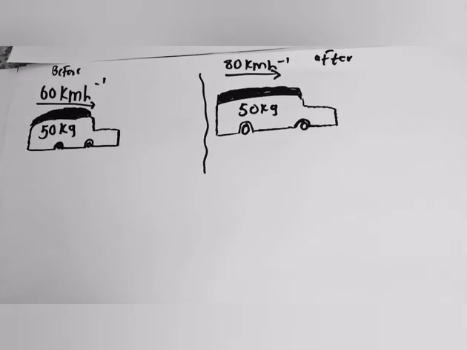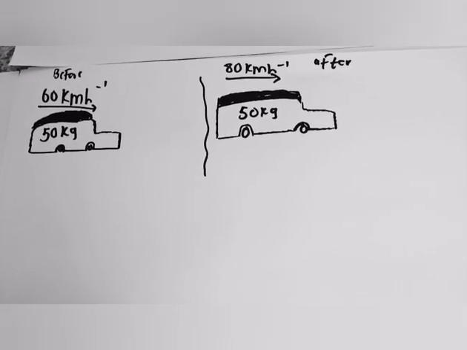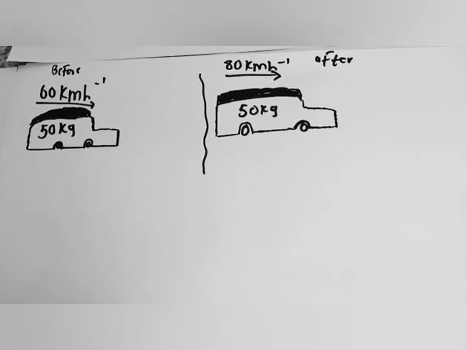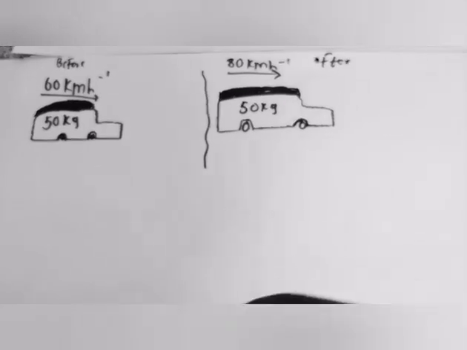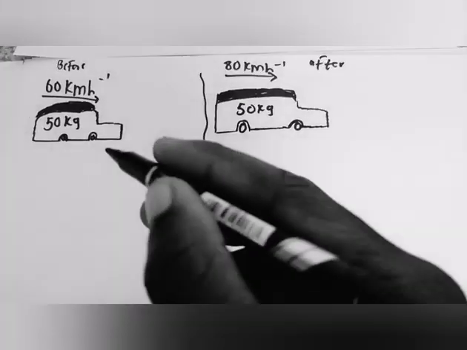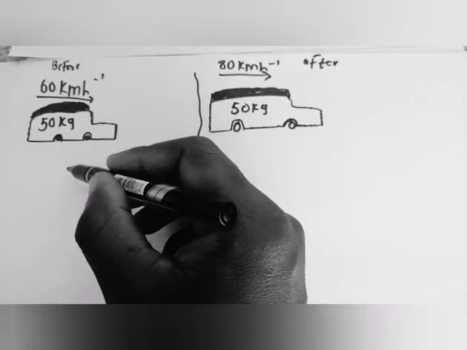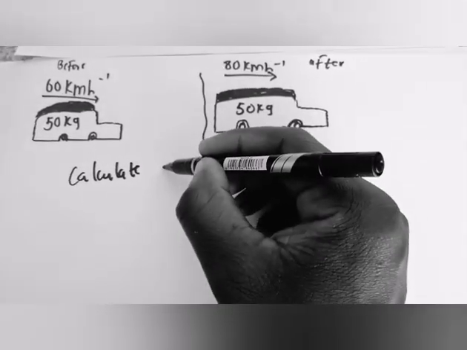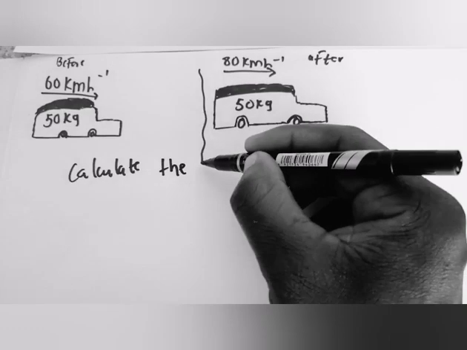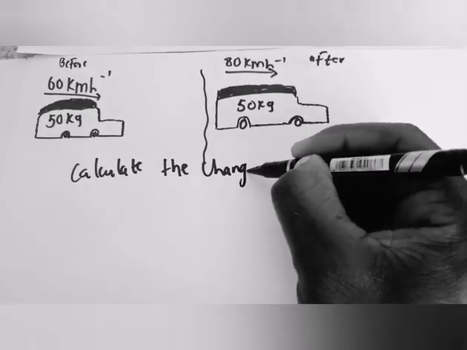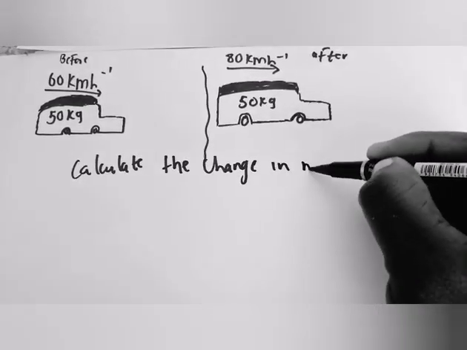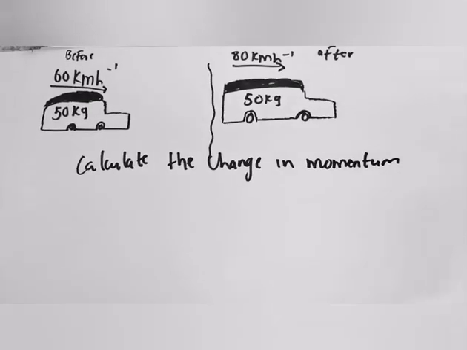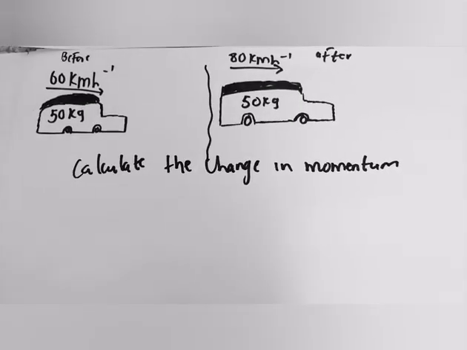Don't mind them. These cars here are not normal, because I was in a hurry. If I gave myself time, I would draw a proper and beautiful car. Okay, now they say calculate the change in momentum. Remember, the change is delta, and momentum is P. Change in P, or delta P.